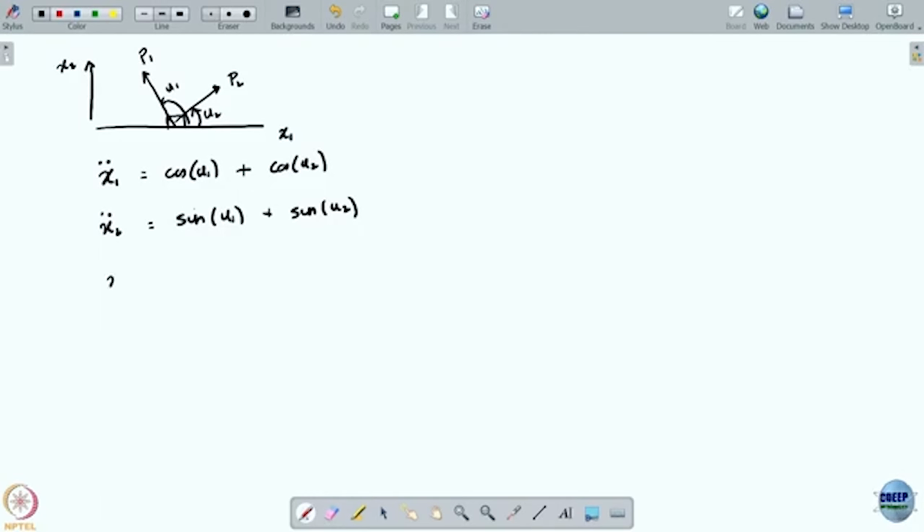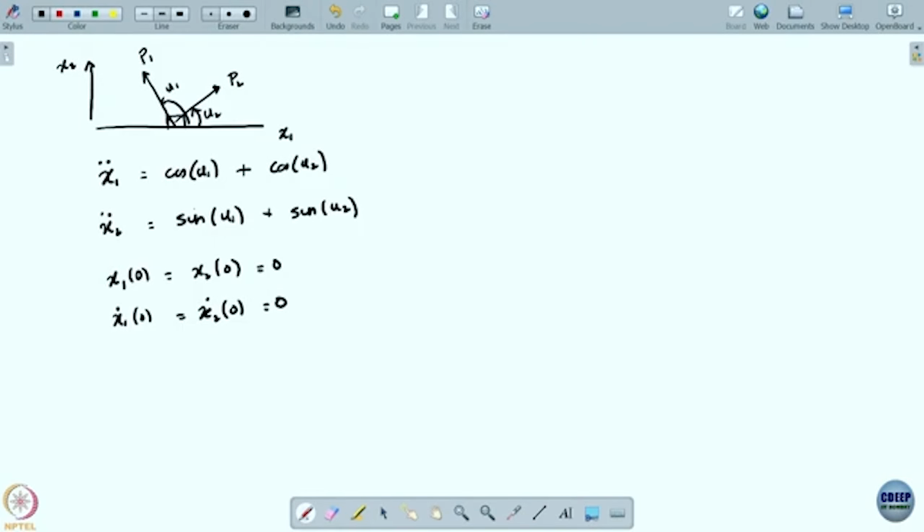The block starts at rest. So, x1 of 0 is equal to x2 of 0, and let us take that point as the origin, and x1 dot of 0 is also equal to x2 dot of 0, and that is also equal to 0. So, it starts at rest at the origin, and then these players exert these forces, alright.